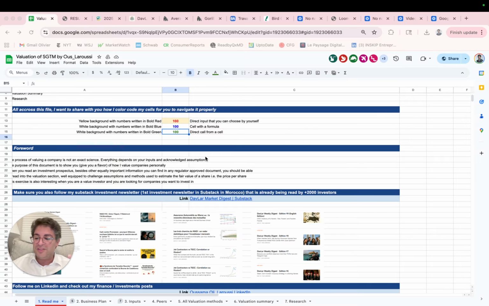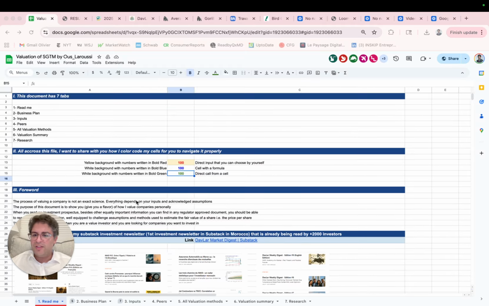The Excel spreadsheet has 7 tabs, as you see. The first one is a README section. The second one is a business plan. The third one is inputs. 4 is peers. 5 is valuation methods. 6 is valuation summary. And 7 is research. I do advise you to read the README section. It allows you to see how I structure my Excel spreadsheet.